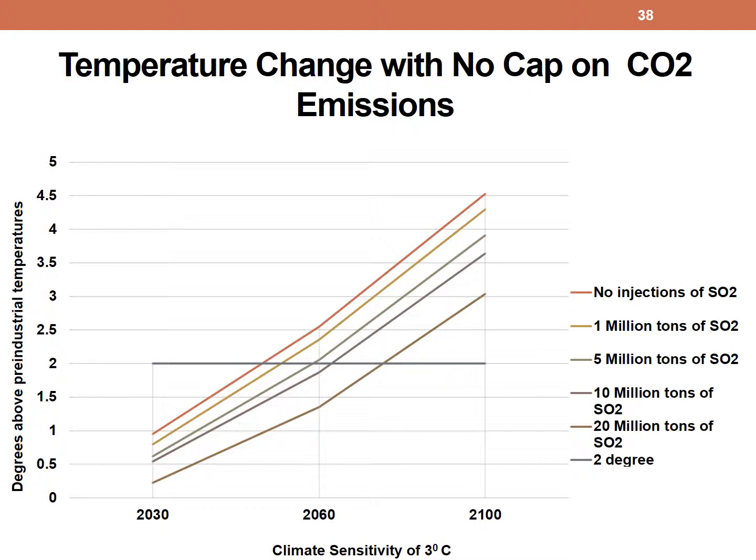What you can see here is the temperature change with no cap on carbon dioxide emissions and no injections of sulfur dioxide, as well as the injections of 1 to 20 million tons. Even with 20 million tons, again, we surpassed that 2 degrees Celsius that was set by the Paris Conference by the year 2080, and the increase is exponential, meaning it is not going to stabilize and will further increase dramatically.